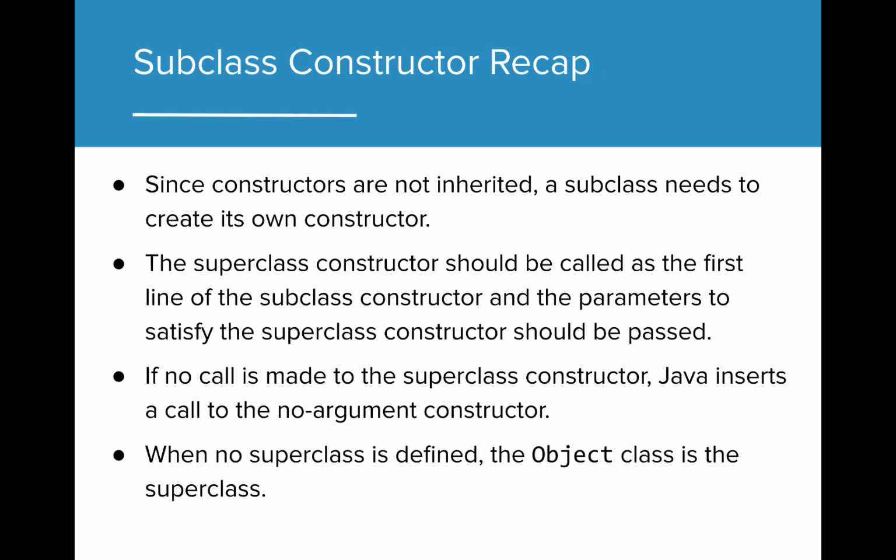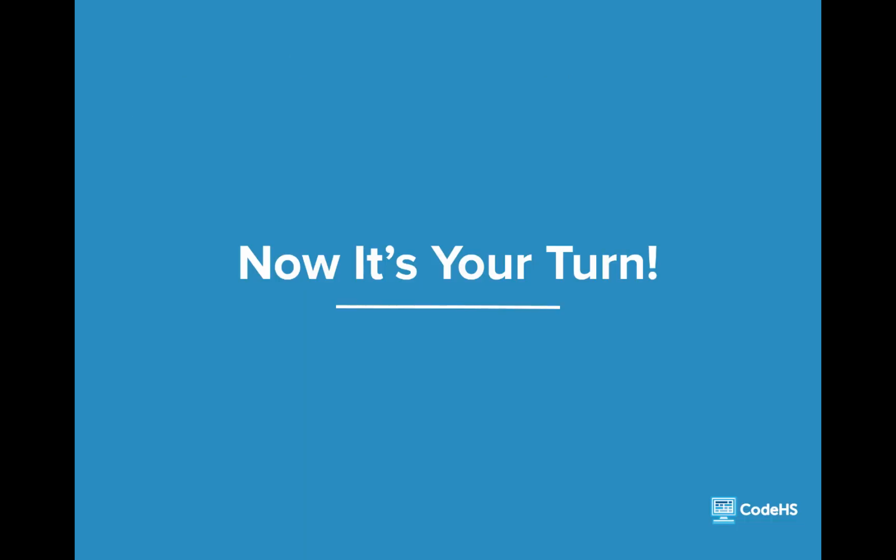Just like other classes, subclasses need to have a constructor. One thing that is unique about our subclass constructor is that it needs to satisfy the superclass constructor. This is often done with an explicit call to the superclass constructor using the keyword super, and then passing the parameters needed to satisfy the superclass's constructor. Now that you've learned more about subclass constructors, let's get some practice using them in the editor.